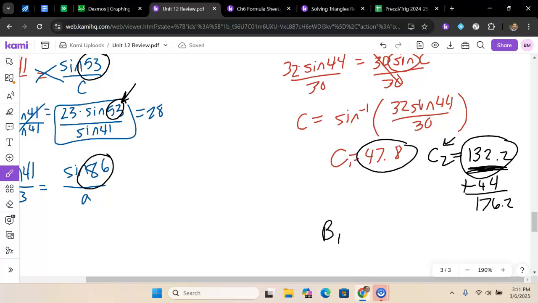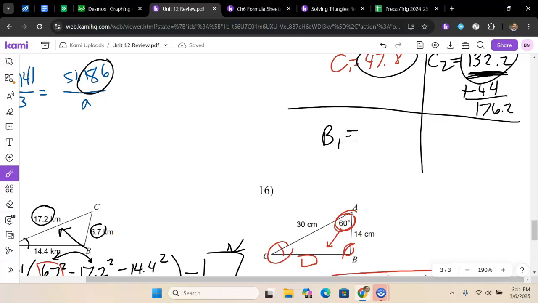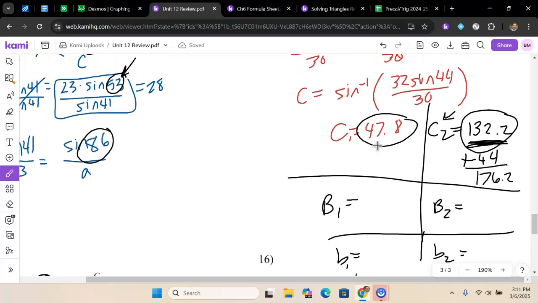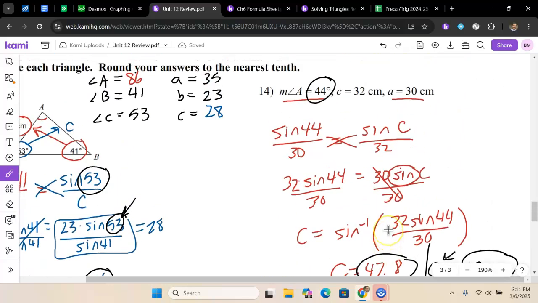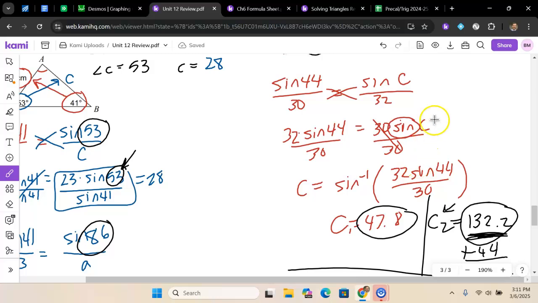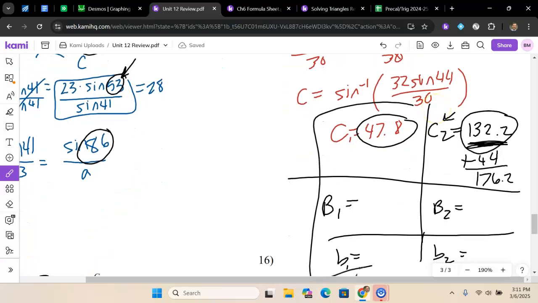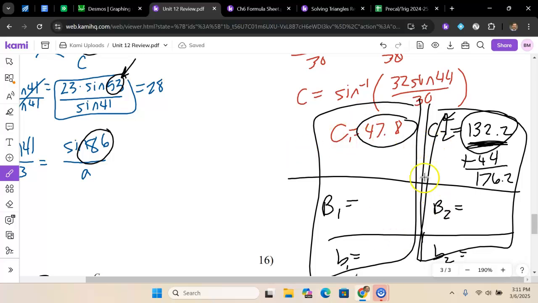What that means is that essentially I have two different triangles now. I'm going to have two options for angle B, and also two options for side length B. I'm running out of time here, but the way I would do that is use angle C1 with angle A and solve that triangle first. I would do all of this, and then switch out that angle C for this angle C and do all of this. And that's going to give me all of the answers that I need there.